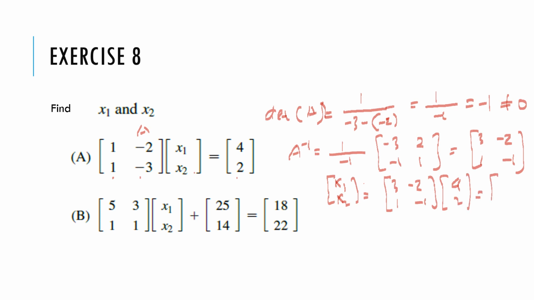Equals 12 minus 4, which is 8. And here 4 minus 2 is 2. And this is the solution of the system. Okay, how about part B?